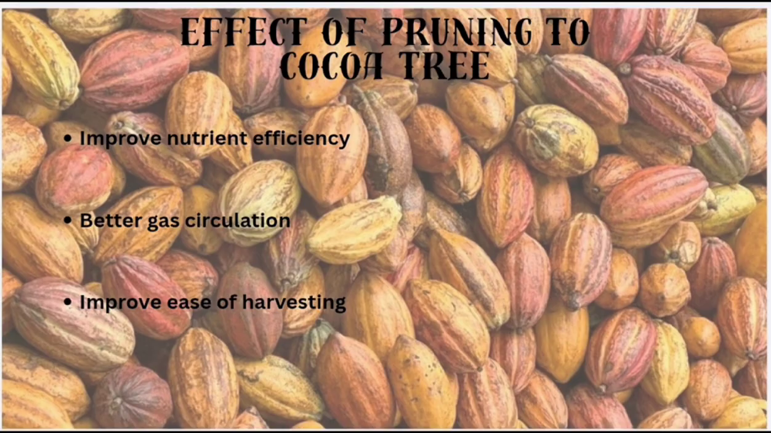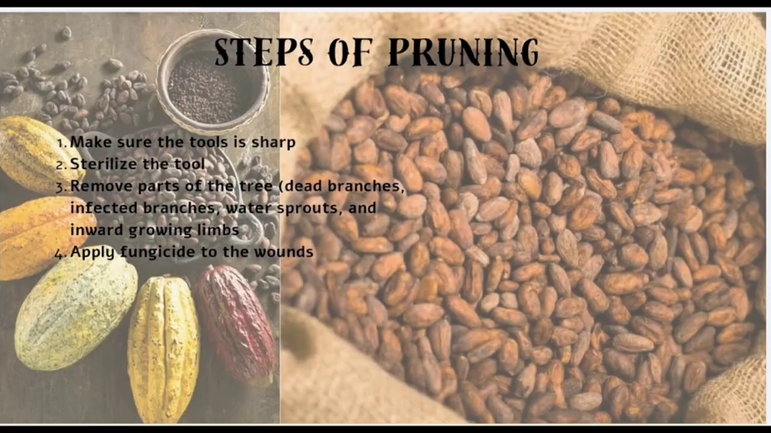One thing that can be done to improve the yield of cocoa trees is pruning the branches of the tree. The reason is that by pruning the branches, the tree will get better air circulation, increased efficiency in nutrient use, and it eases harvesting of the fruits for the workers.